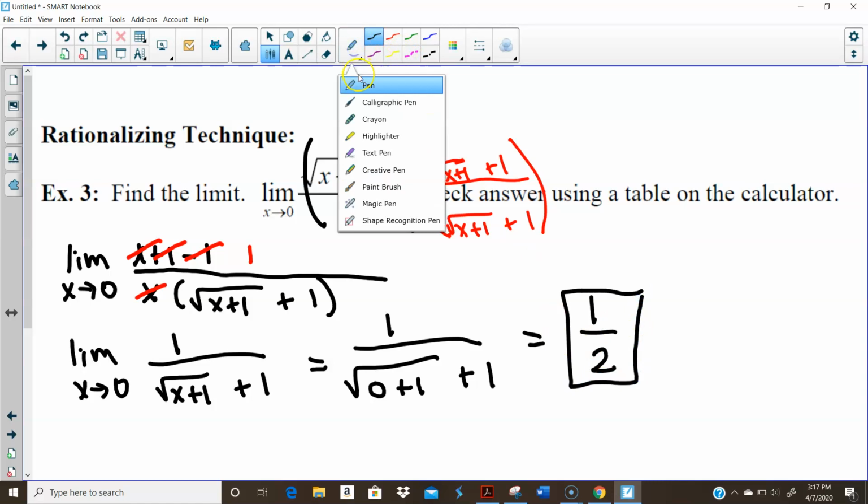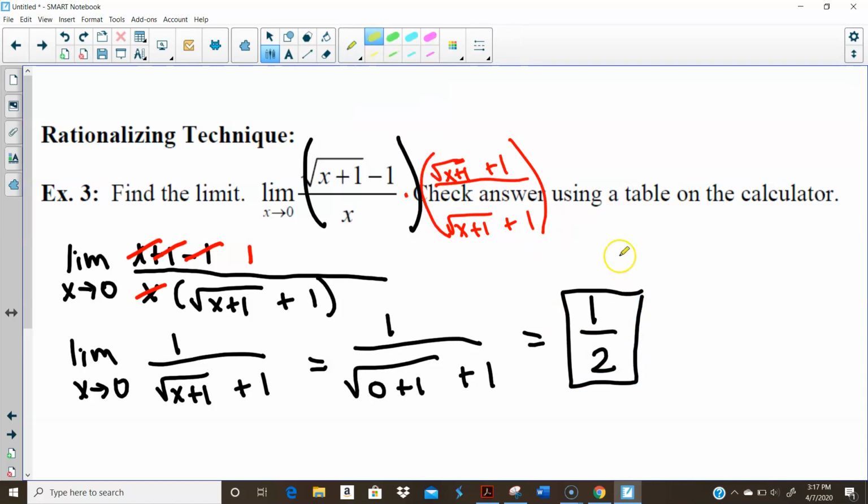Now what I recommend you do is graph it on your calculator so you can see it graphically, and then also look at your table on your graphing calculator and look at how as you approach x from the left and the right side, f of x is equal to 1/2.